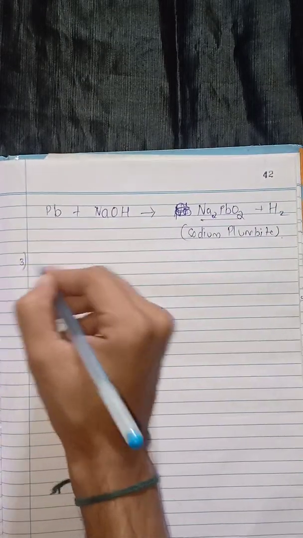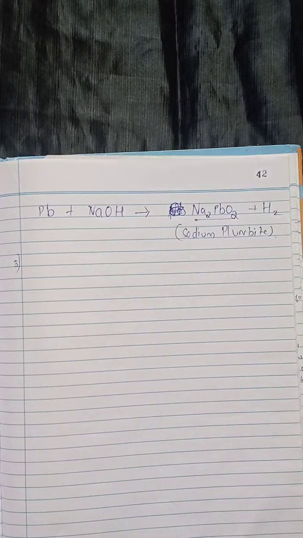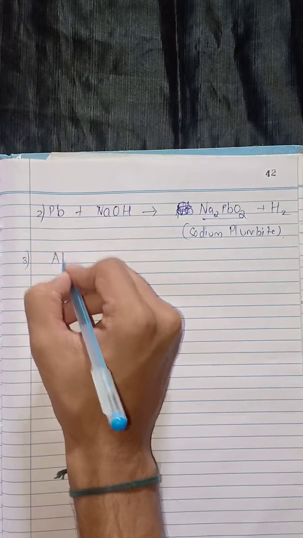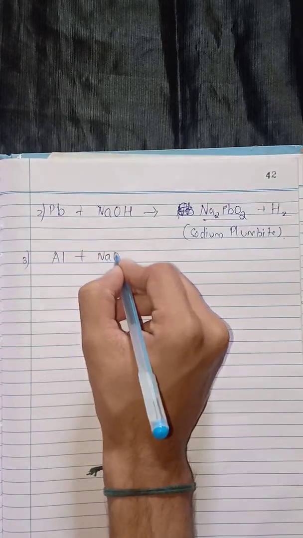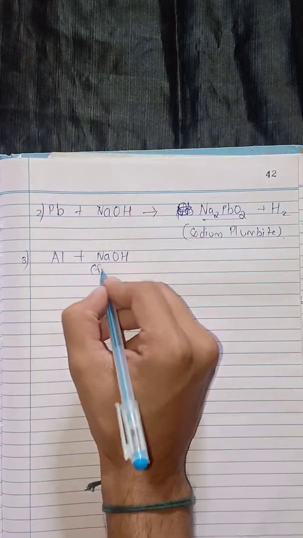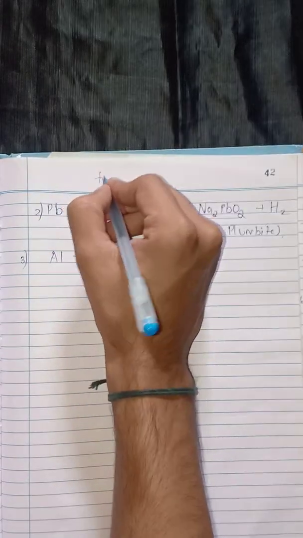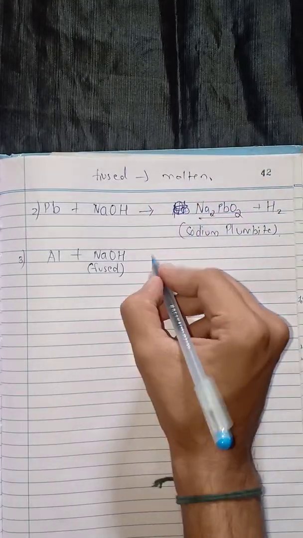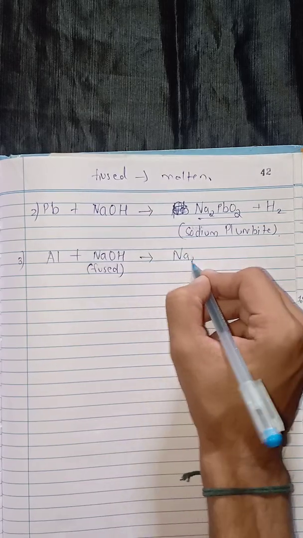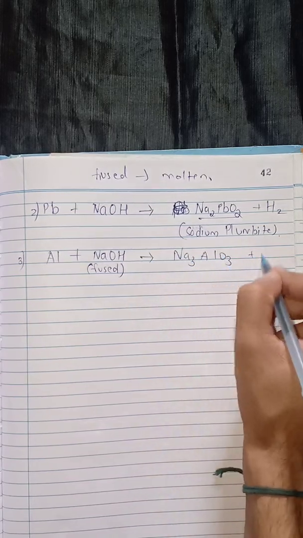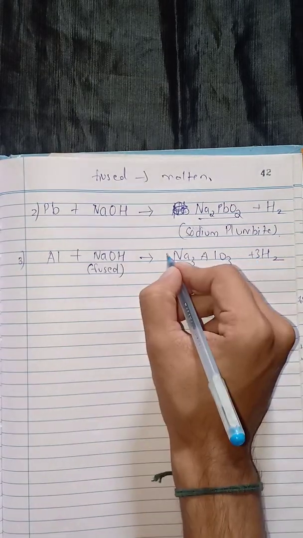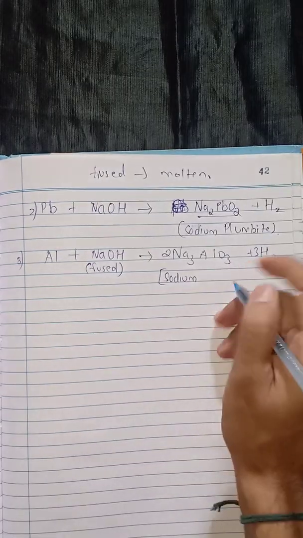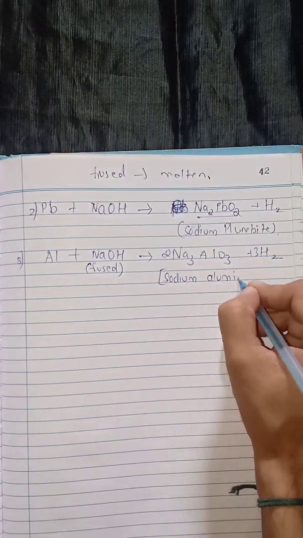Now third, if I am going to take aluminium, see we took zinc, lead, now aluminium. Now while taking this part, it should be fused. Fused means what? Molten, meaning melted. Na3AlO3 plus hydrogen gas. It is called sodium aluminite.